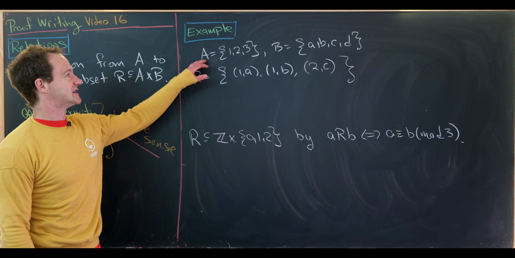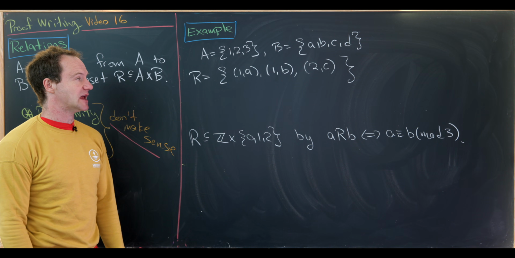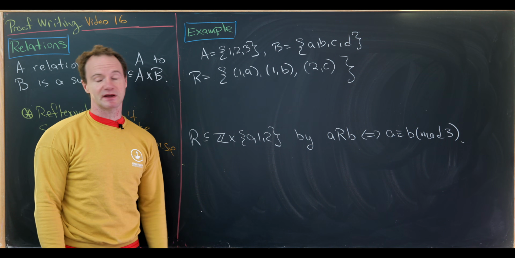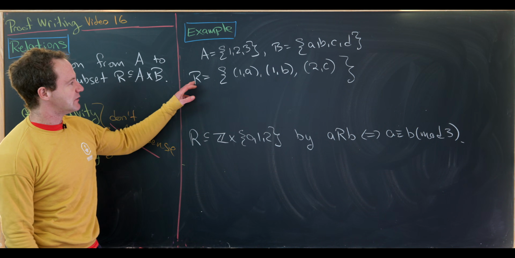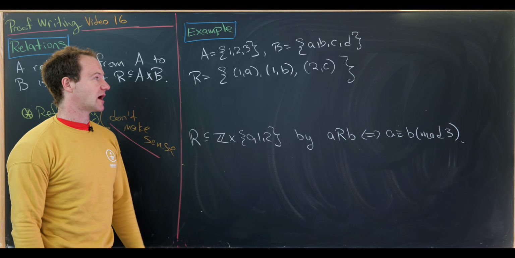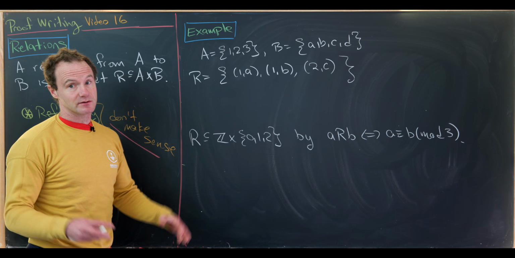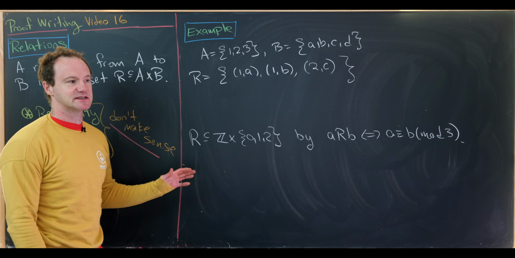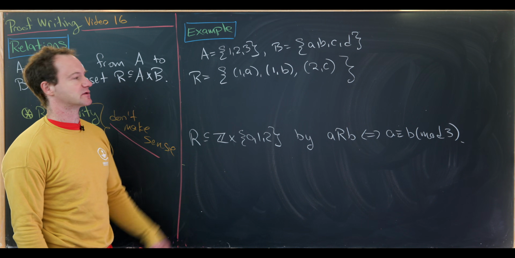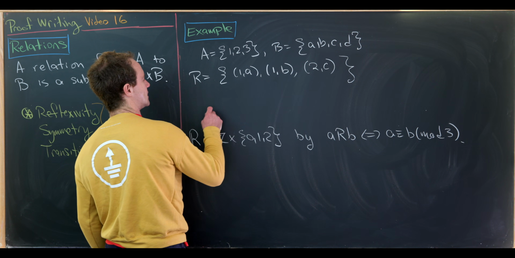So let's say we've got a set A, which is {1, 2, 3}, and our set B is {a, b, c, d}. So these are different sets. One is made of numbers and one is made of letters. And then let's say we've got a relation between these sets of (1, a), (1, b), and (2, c). So this is a fine relation. You might light up and think, hey, this is not a function, but we're not there yet. We're not thinking about this type of stuff yet. This is a relation.